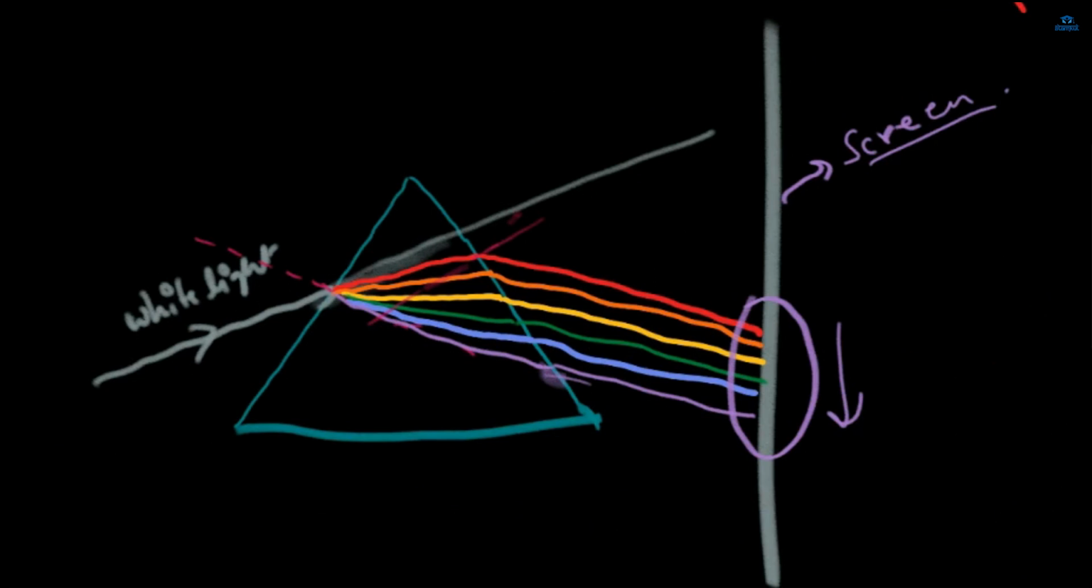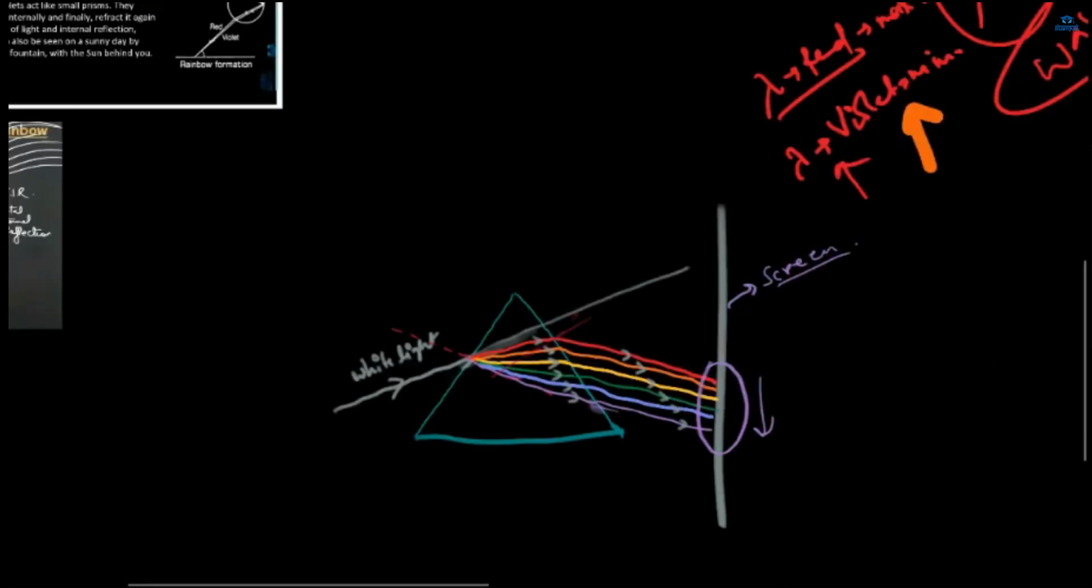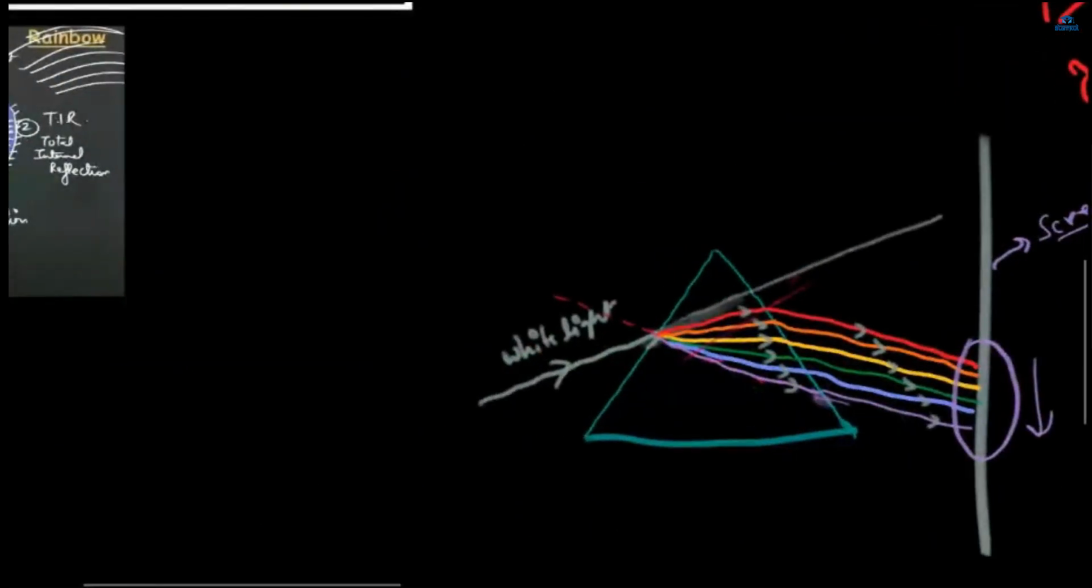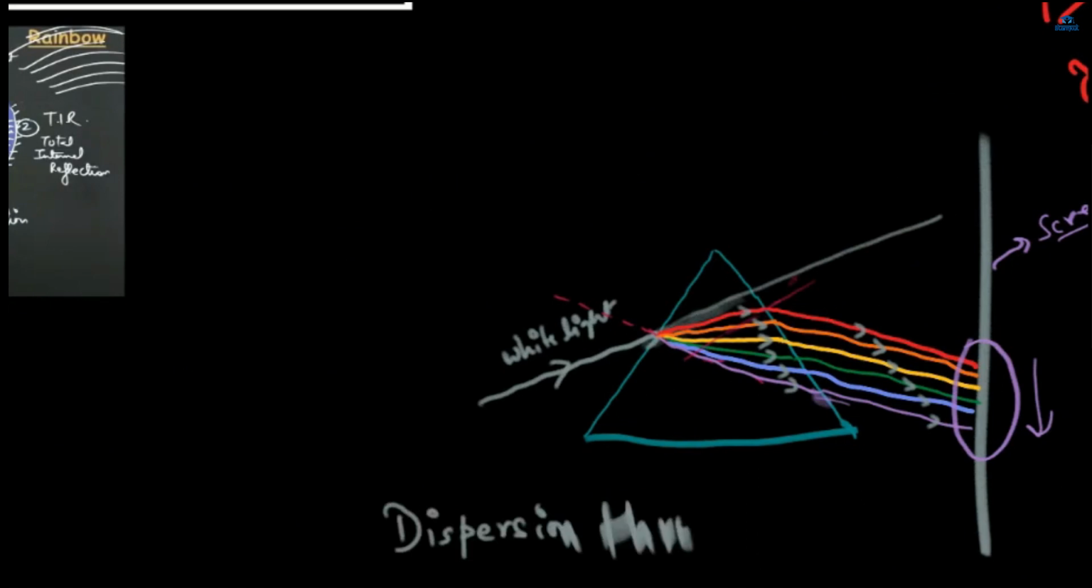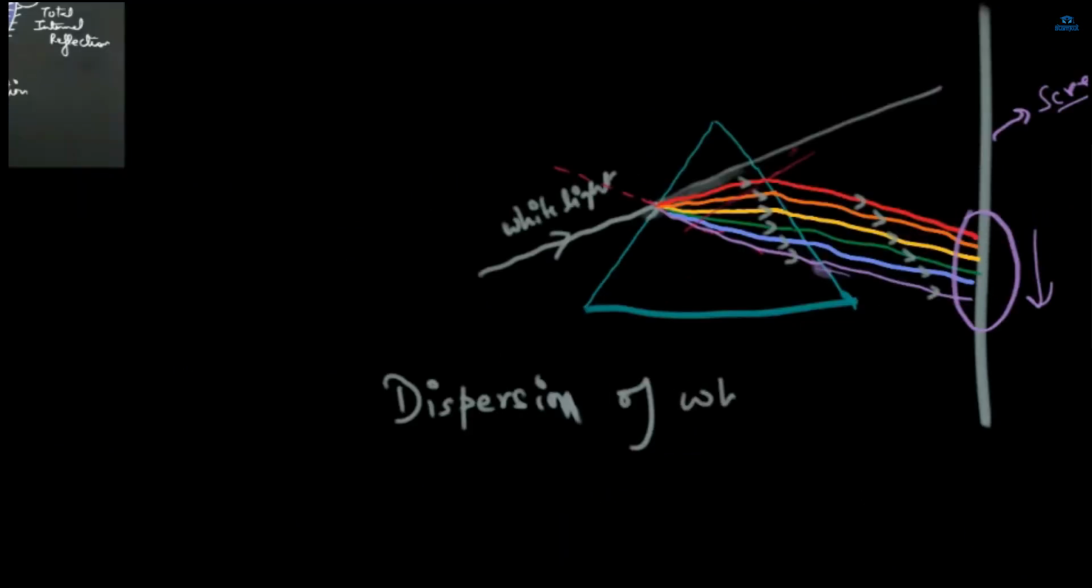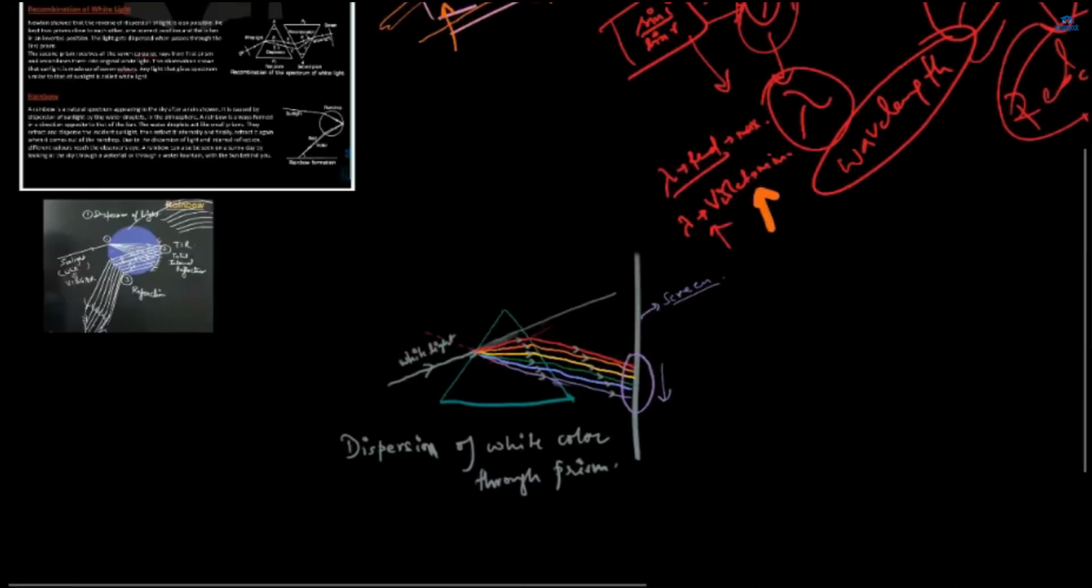So we'll see that the light rays have got bent like this, and don't forget to draw the arrows. This is your dispersion of white light through a prism.